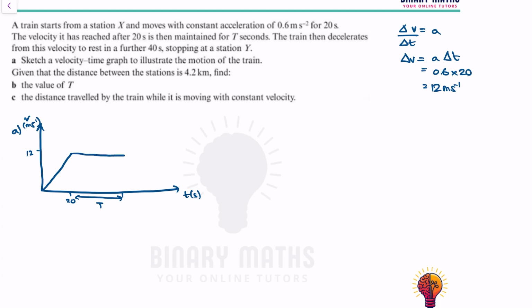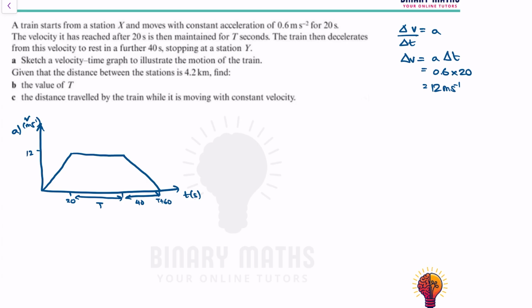The train then decelerates from this velocity to rest in a further 40 seconds. So that means here, this must be 40 seconds. So that must be t plus 60. So this point must be t plus 60 seconds. Okay, so that would be my sketch.